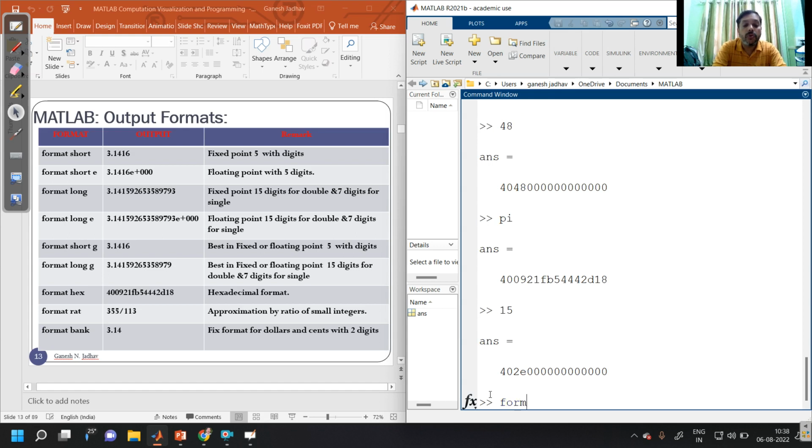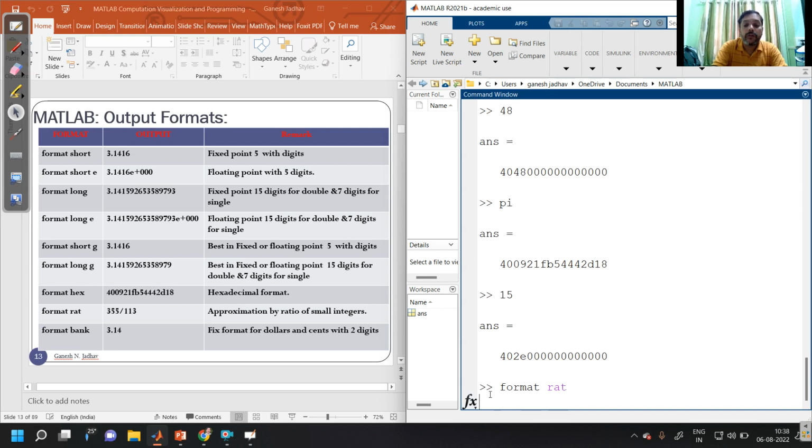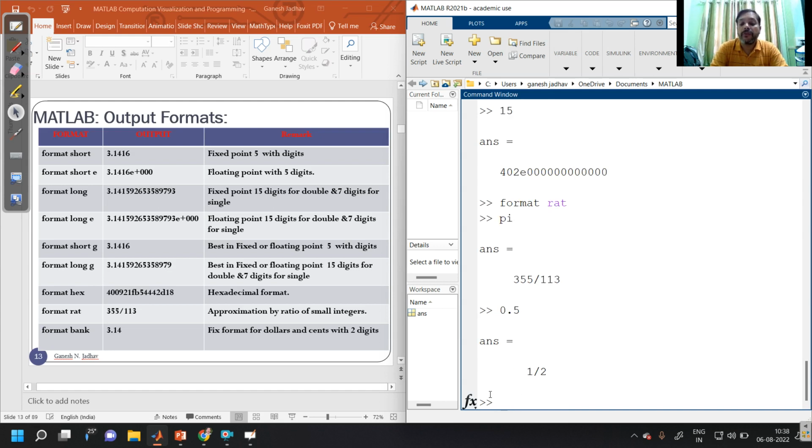Then you will look at format rat. If I type pi, it will display the answer in rational mode, that is 355 divided by 113. If I type 0.5, it will display the result 1/2. If I type 0.33333, it will display 1/3, since 1/3 is 0.333. So it will adjust it in rational mode.